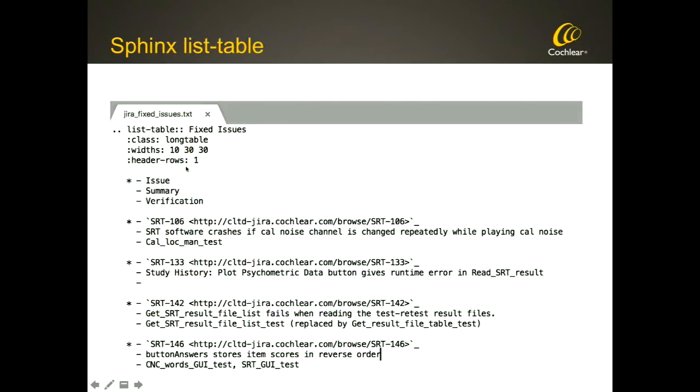So basically, I just had to make my Python script go up to Jira and then populate this text file so that we use list table. The columns are going to be issue, the summary, and what kind of verification we've done. And so I just had to write a little script that went through, found the issues, and pulled that information out of Jira. So that was pretty good.